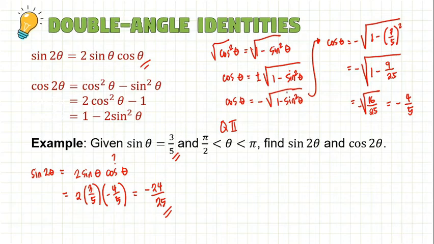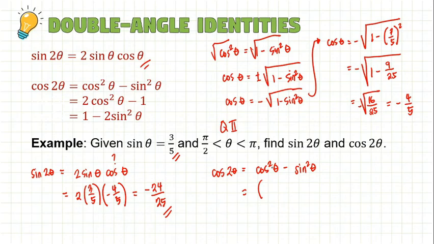Now, how about for cosine 2 theta? Using the formula, you may choose either of the three. So I will just choose the first one. So we have cosine squared theta minus sine squared theta. So you will have cosine is negative 4 over 5.